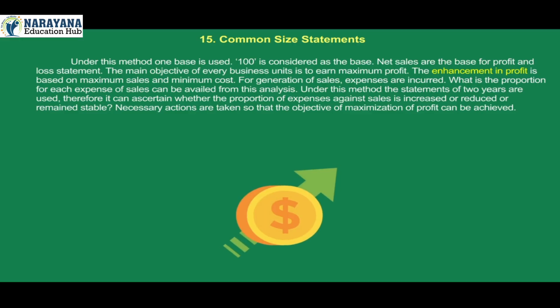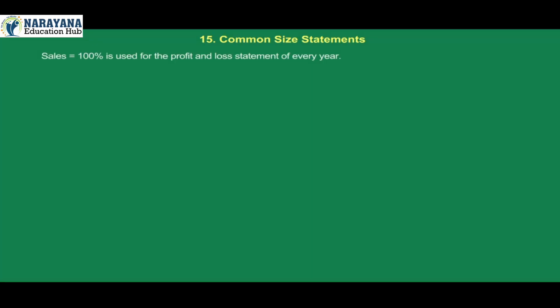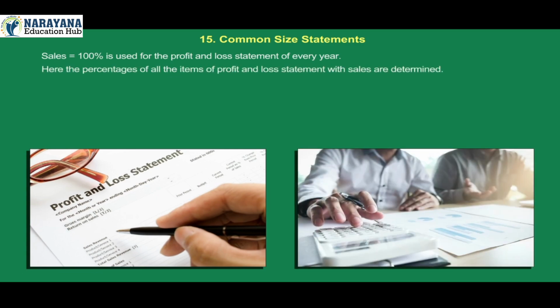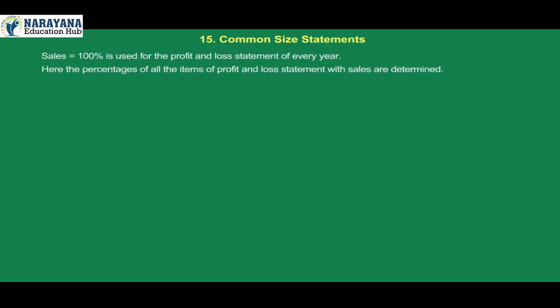Necessary actions are taken so that the objective of maximization of profit can be achieved. Sales equal to 100% is used for the profit and loss statement of every year. Here the percentages of all the items of profit and loss statement with sales are determined.